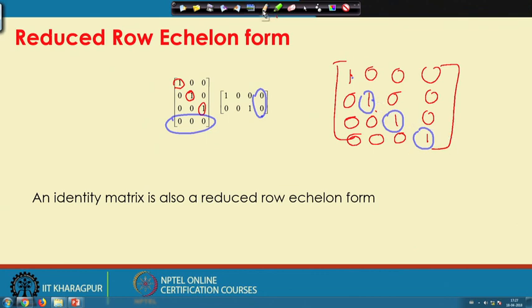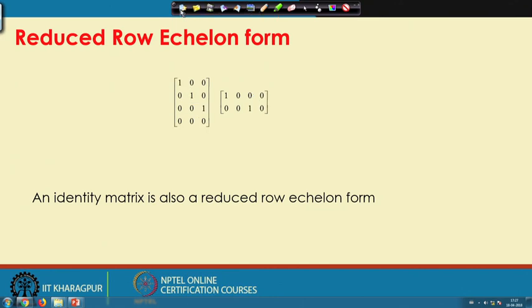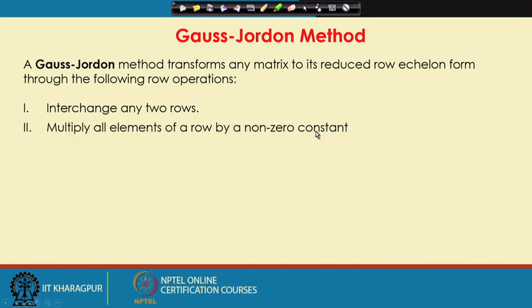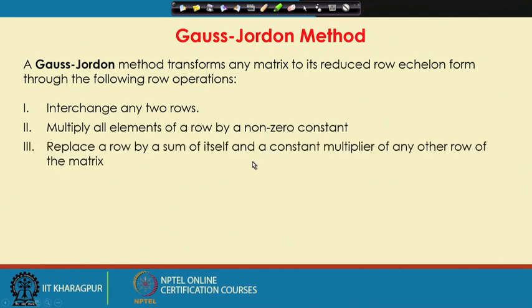So, now the Gauss-Jordan method states that a matrix can be transformed to its reduced row echelon form through the following row operations: interchange any two rows, multiply all elements of a row by a non-zero constant, replace a row by the sum of itself and a constant multiple of any other row of the matrix.